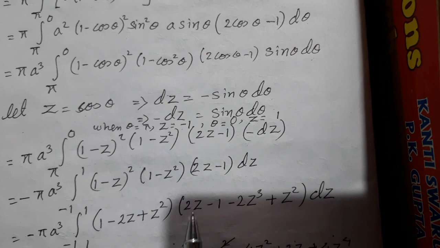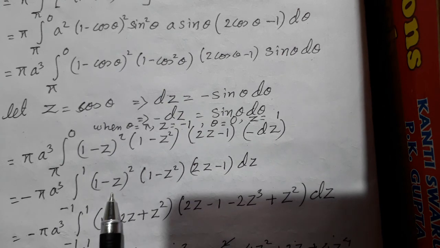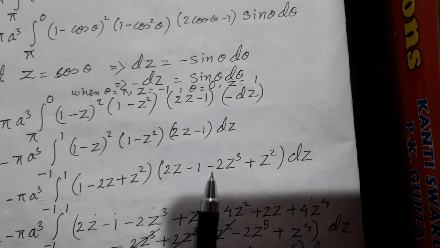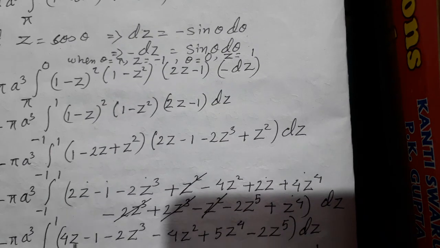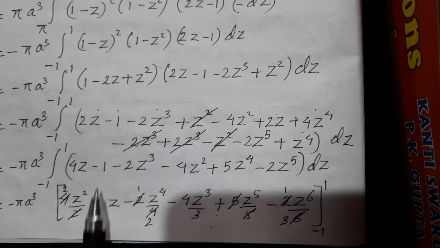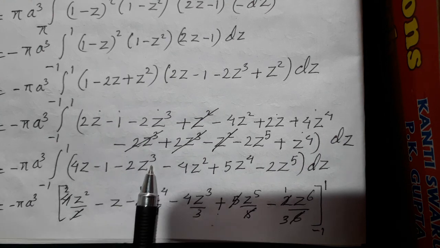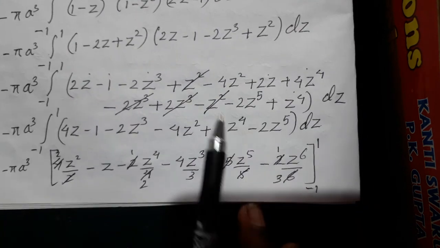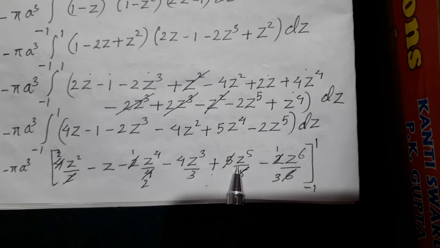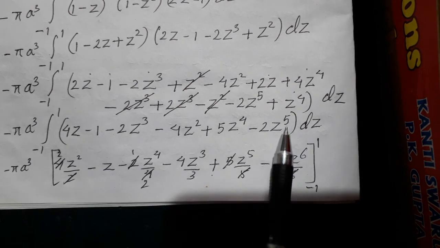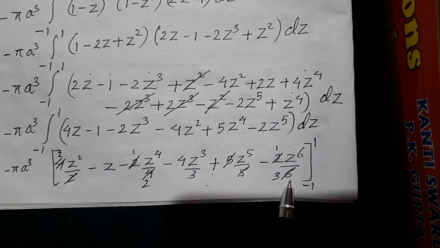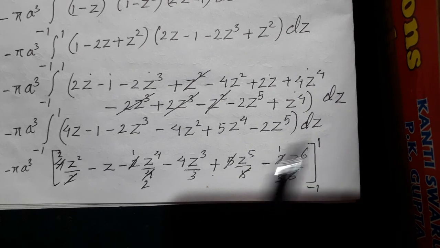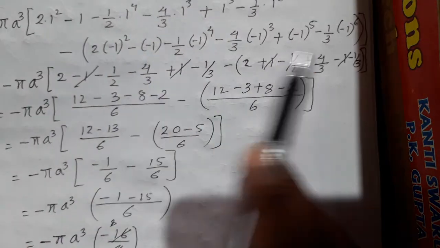You multiply these two, so we get this. You expand with the formula (a minus b) whole squared, so we get this. Then you multiply these two. After multiplying, things cancel and you get a simplified form. After that, you integrate this. If you integrate z, we get z squared by 2. Integration of 1 will be z. Integration of z cubed will be z to the 4 by 4. Integration of z squared will be z cubed by 3. Integration of z to the 4 will be z to the 5 by 5. The integration of z to the 5 will be z to the 6 by 6, and the limit is from minus 1 to 1. You put the upper limit, then give a minus sign and put the lower limit.